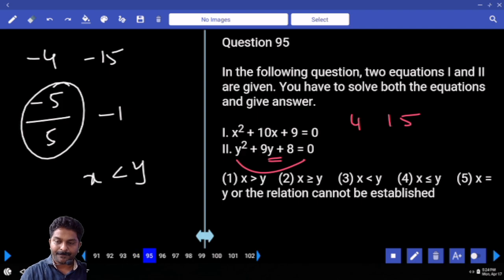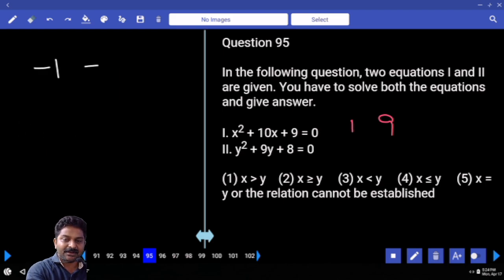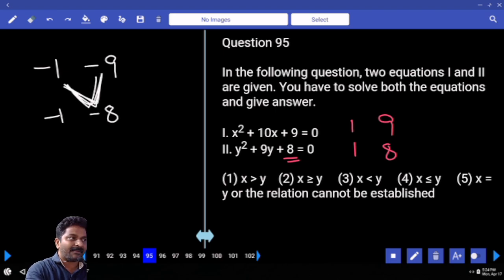Yes? Combination. Product 9. 1 into 9. Factors are minus 1. Product must be 8. Sum must be 9. 1 into 8. Minus 1. Minus 8. Minus 8 will be in between minus 1 comma minus 9. Relation cannot be established.